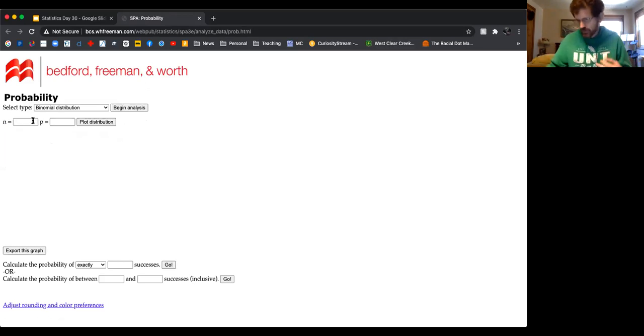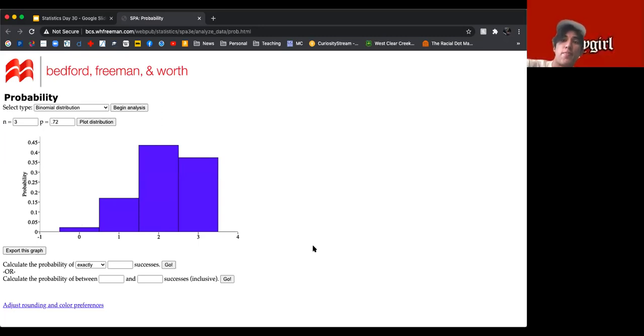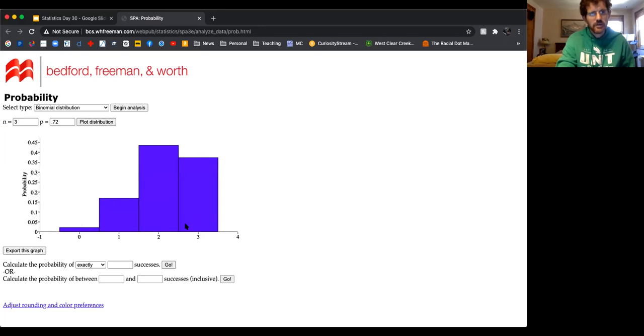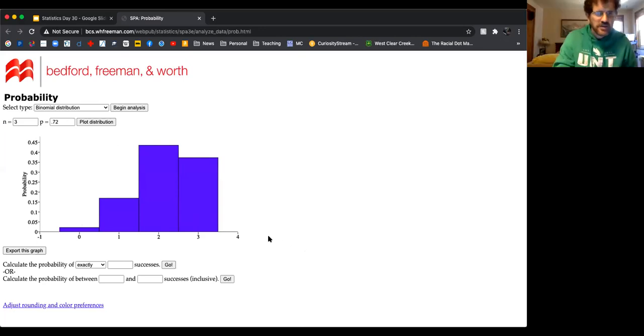So just to look at our scenario again, there were 3 free throws with a 0.72 probability of success on each trial. And here is the distribution. This might not look like much right now. How would you describe that distribution? Skewed to the left. Skewed to the left, I agree. How many modes does it have? Uno. Okay, so unimodal, skewed left. All right, we're happy with that.